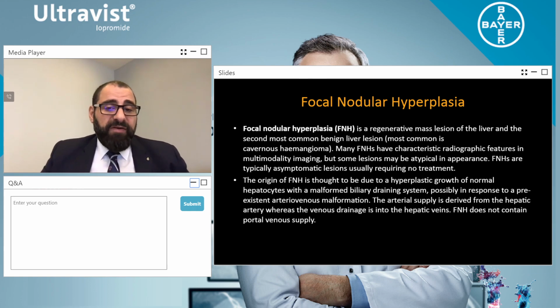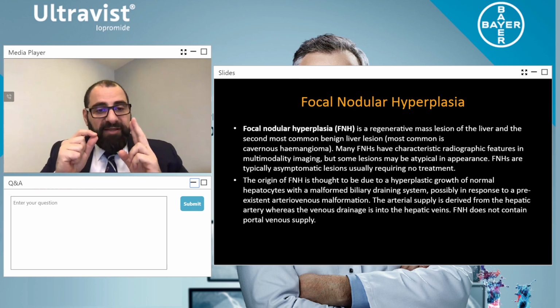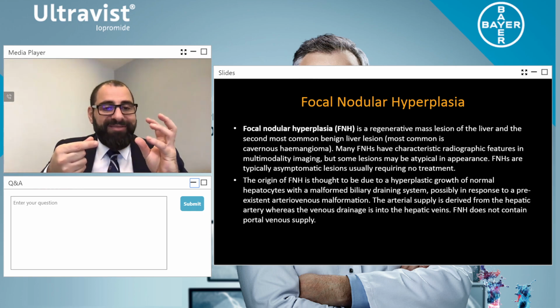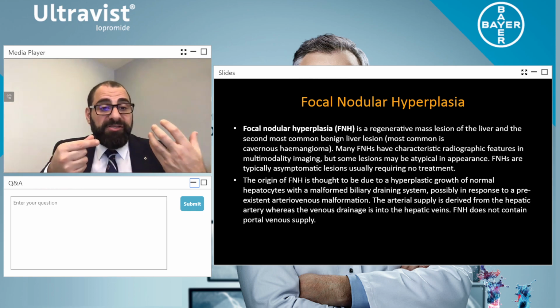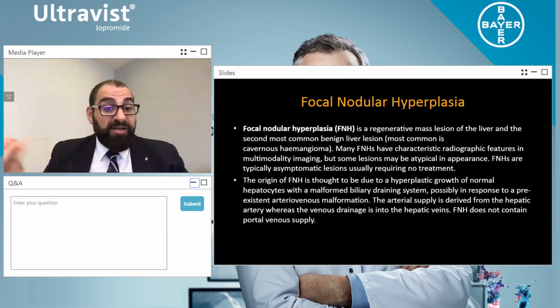But the origin of focal nodular hyperplasia is hyperplastic growth of normal hepatocytes with a malformed biliary draining system. If you look at the liver or the hepatocyte, you have your artery, and you have your vein in the middle, where the hepatocytes feed the blood flow in and out. And then you have your biliary system, where the toxins that the liver processes are pushed through osmosis or diffusion via a gradient into the biliary system to drain away and concentrate in your gallbladder.